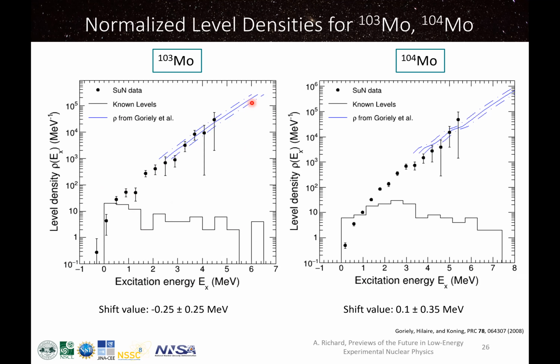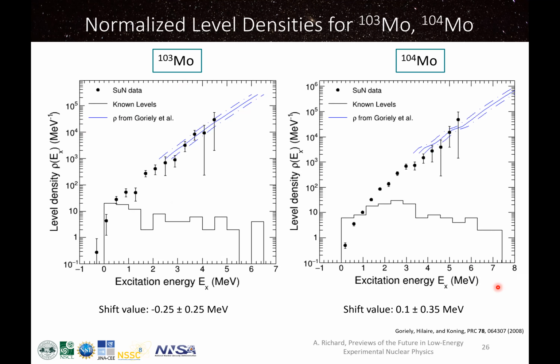We can't actually use data for this because we don't have any of these types of measurements. So instead, what we utilize are calculations. For this case, I'm using calculations from Stefan Goriely, which are Hartree-Fock-Bogoliubov calculations that allow us to calculate what the level density is at the neutron separation energy. So these are the level densities for molybdenum 103 and molybdenum 104.